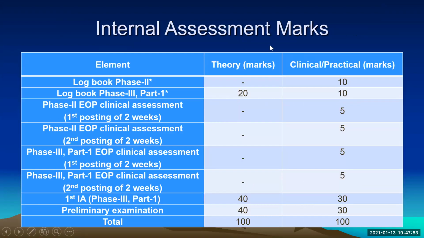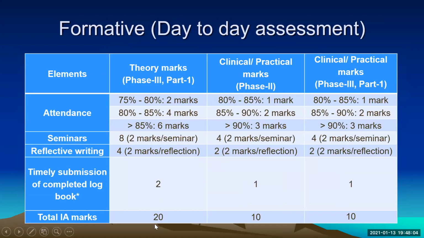Now these 20 marks for the theory logbook, or rather we can say day-to-day assessment, and for practical logbook, this needs to be divided further. How will we divide theory? Now day-to-day assessment includes many elements. It includes attendance, it includes the presentations of the student, which can be seminars, reflective writings, and timely submission of the logbook. So I have divided these 20 marks in the theory like this.